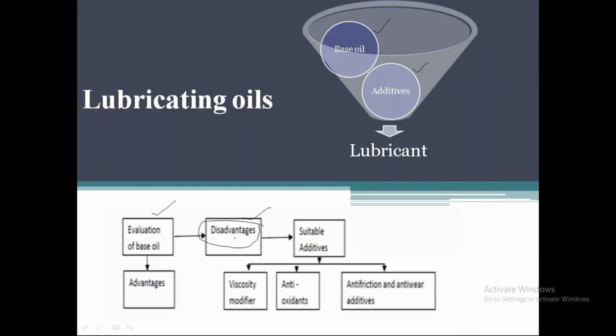So similarly, if there are some disadvantages, we will go for suitable additives so that we can enhance whatever the issues are, or reduce the problem, or if we want to increase some properties, we can do that. If we want to suppress some properties, we can do that by addition of these additives. For example, we can add a viscosity modifier. That means, if the viscosity is very low at, say, room temperature, we need to improve the viscosity. For that, we have to add a viscosity modifier.